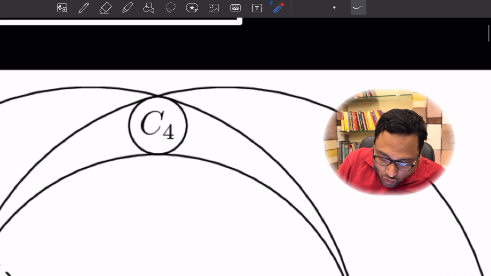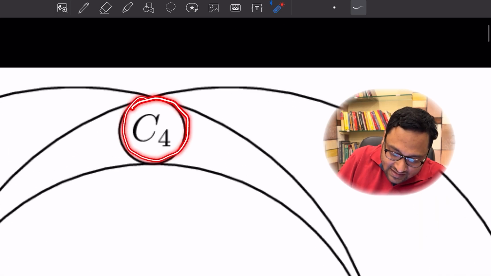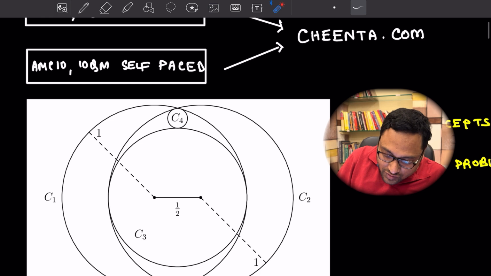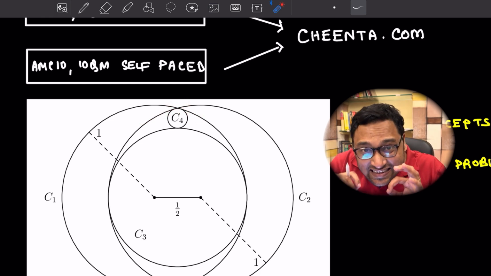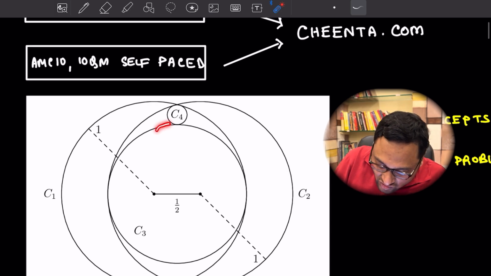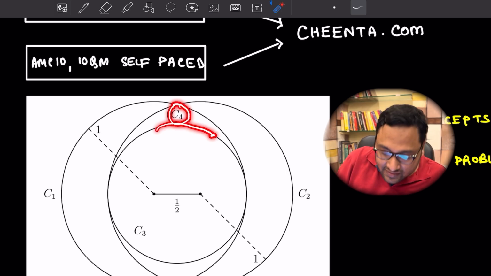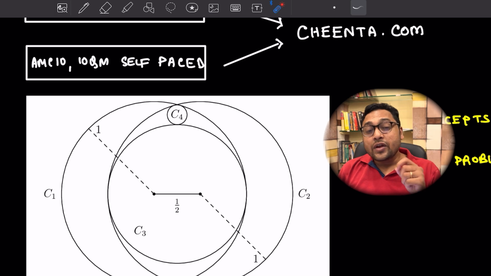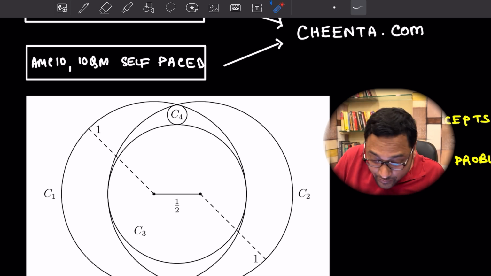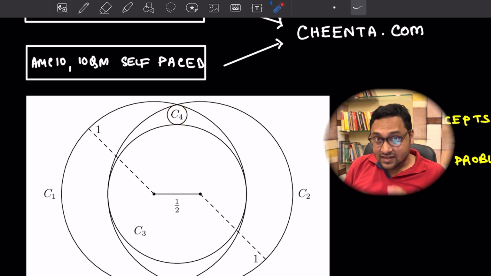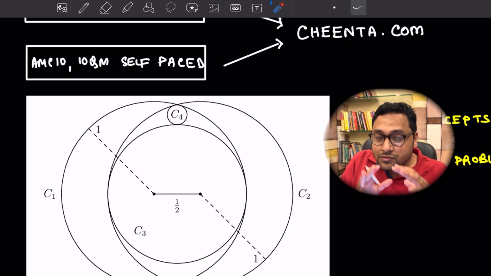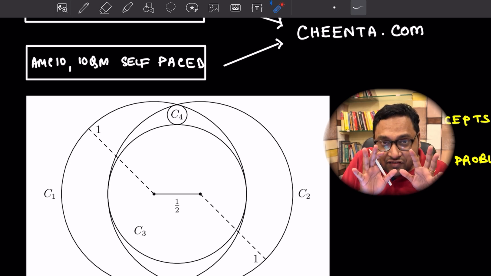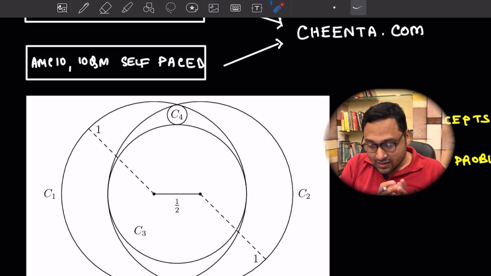And C4 right here is tangent to C1 and C2 internally and tangent to C3 externally. We want to find out the radius of C4. That's our goal. So you can pause here and try the problem on your own.